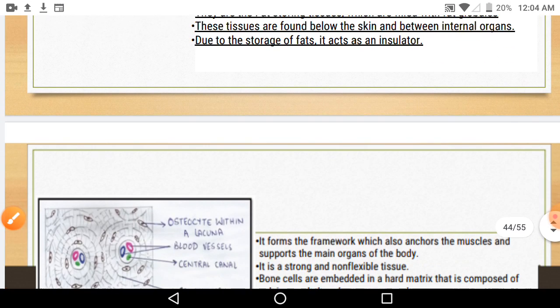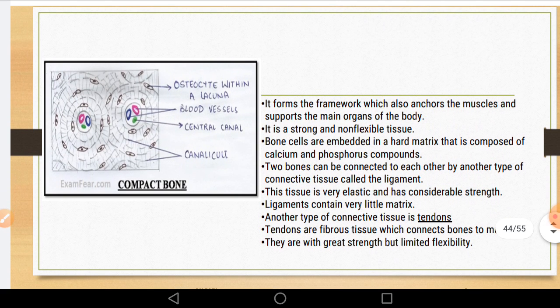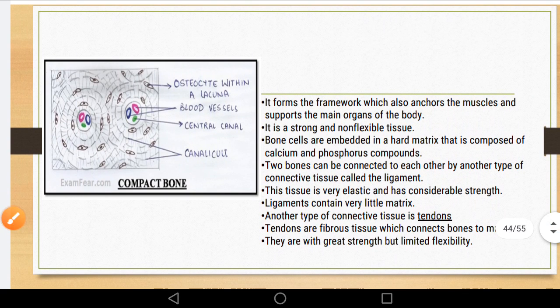After adipose comes the bone. Bone is an important part of the body, as it forms the framework. It gives shape to the body, anchors the muscles and supports the main organs of the body. It is a strong and non-flexible tissue. Bone cells are embedded in a hard matrix that is composed of calcium and phosphorus compounds. Two bones are connected to each other by another connective tissue called ligaments.